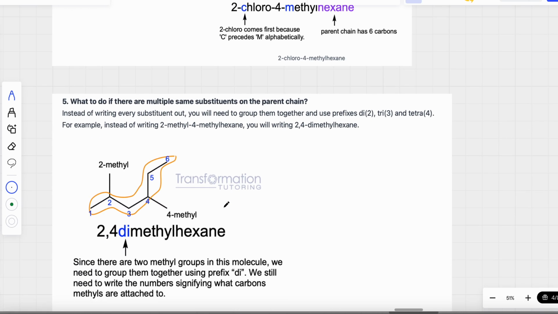What do we do if we have multiple of the same substituent on the parent chain? For example, if I name my substituents on this molecule, I will have 2-methyl and 4-methyl. I have 2 methyl groups. Instead of writing all of them out, I can group them together. And I will use prefixes di, tri, or tetra. Di for 2, tri for 3, and tetra for 4. So here, instead of saying 2-methyl, 4-methyl hexane, I will group them together. And I need to include the numbers to represent the carbons that my methyl groups are attached to. So I will have 2,4-dimethyl, di because I have 2 of the same groups, 2 methyl groups. 2 because one of the methyl groups is on carbon 2. 4 because one of the methyl groups is on carbon 4. 2,4-dimethylhexane is the name of my molecule.